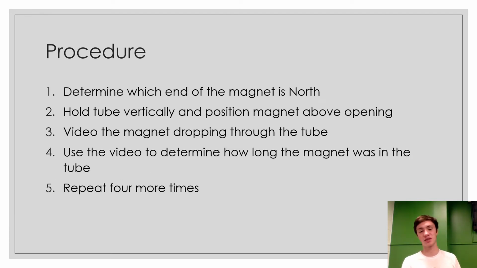The procedure for this lab was to first determine which end of the magnet was north for consistency purposes, then to hold the tube vertically and position the magnet above the opening, then videoing the magnet dropping through the tube, and then using the video to determine how long the magnet was in the tube. Finally, we repeated steps 2 through 4 more times so we get a consistent average measurement of time, the time it takes for the magnet to fall through the tube.